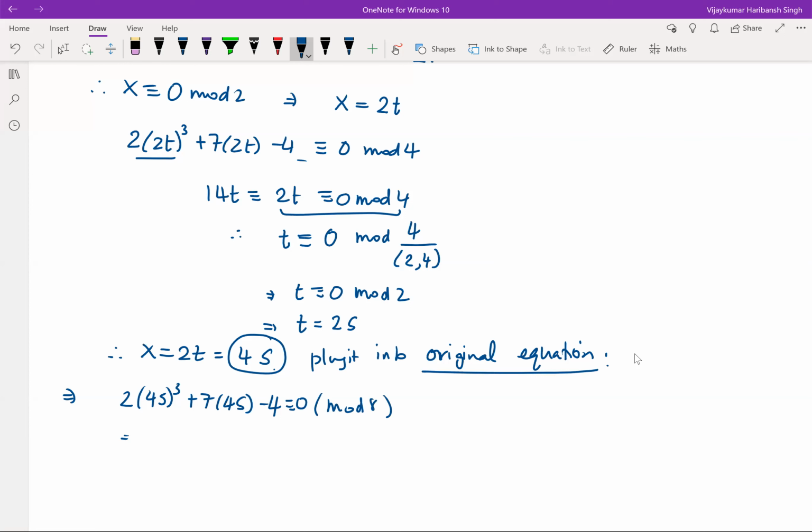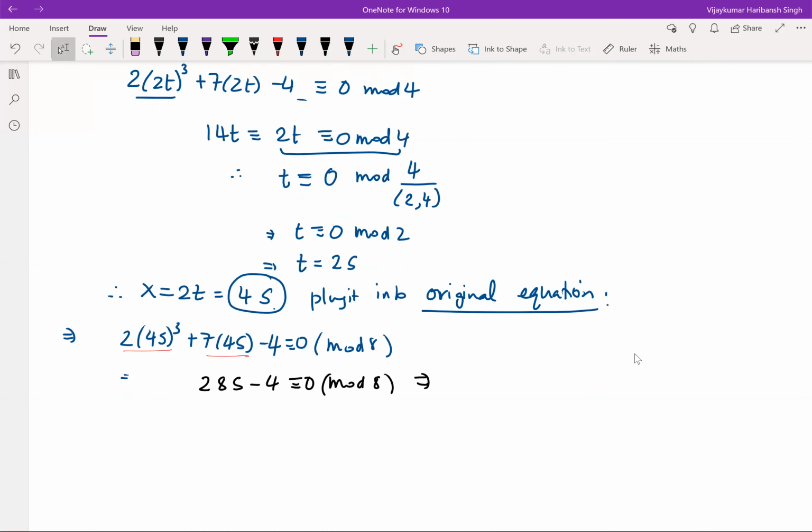So if you go mod 8, this will be 0 because it has a factor of 8 in it. So we get 28s minus 4 is congruent to 0 mod 8. This implies, now mod 8, what is 28? 28 is going to be 4. So 4s is congruent to, bring this 4 to the other side, 4 mod 8.